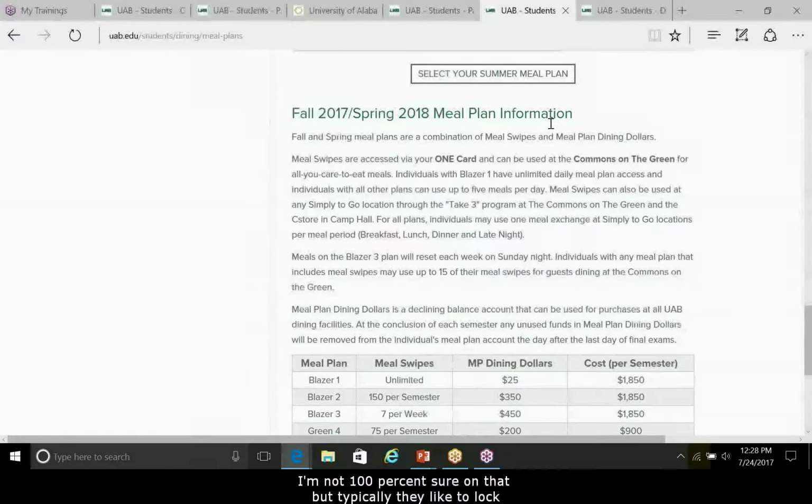I'm not 100% sure on that, but typically they like to lock in the changes, I think, by the last day of drop/add. You've got less than 10 days or so to make changes after classes start. So your student still has an opportunity to make some changes. So don't feel that you're locked into them for the entire semester.